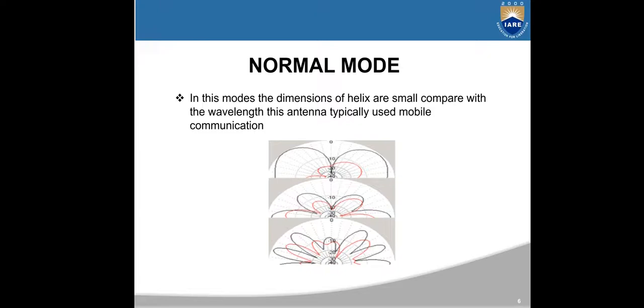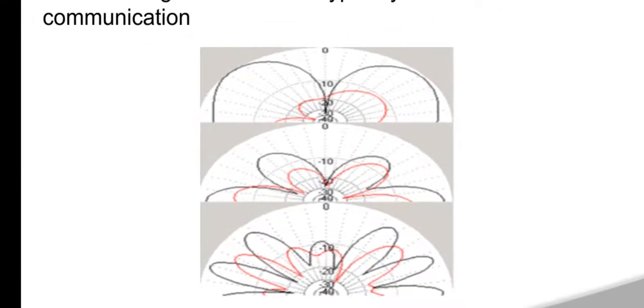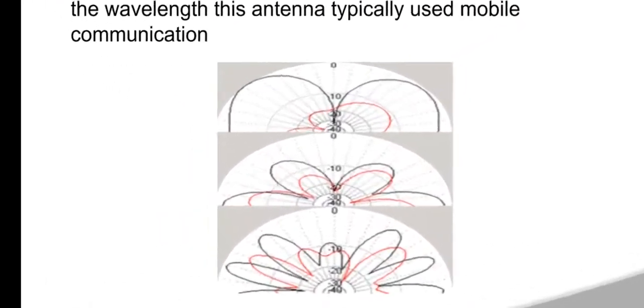The normal mode. In this mode, the dimensions of the helix are small compared with the wavelength. This antenna is typically used in mobile communication, and this is the normal mode as shown in the figure. It can be represented in this form. This is the normal mode.